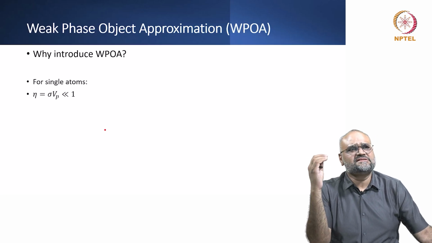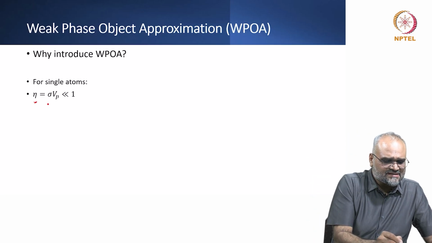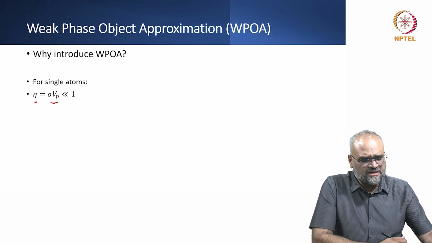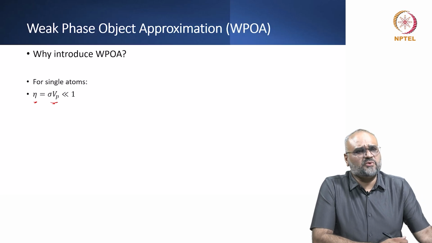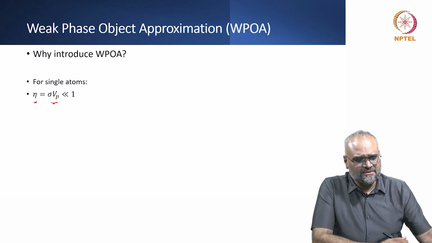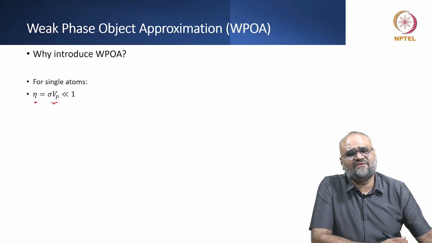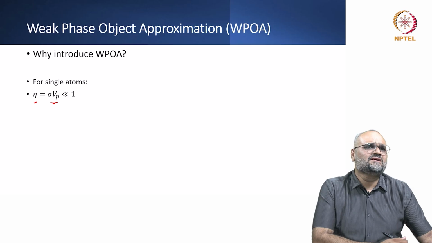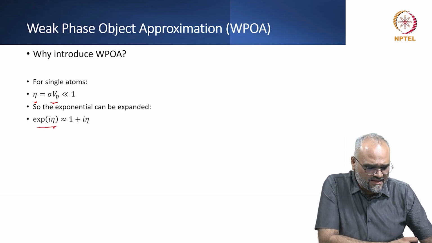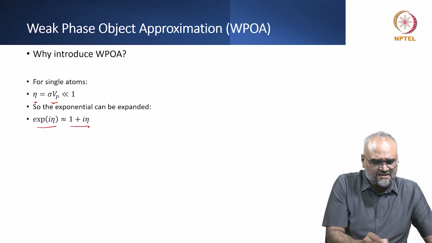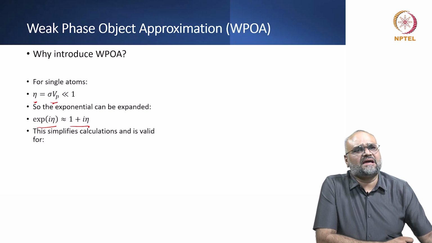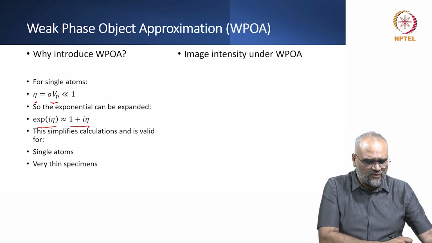For single atoms, when the refractive index component is sigma times the projected potential, sigma times the electrostatic potential of the isolated atom, which is significantly less than 1. In the complex notation that I have written, if you take a linear expansion, you can ignore the exponential term. The exponential, which has the form e power i eta, can be expanded as 1 plus i eta. So this simplifies the calculations for single atoms and for very thin specimens.